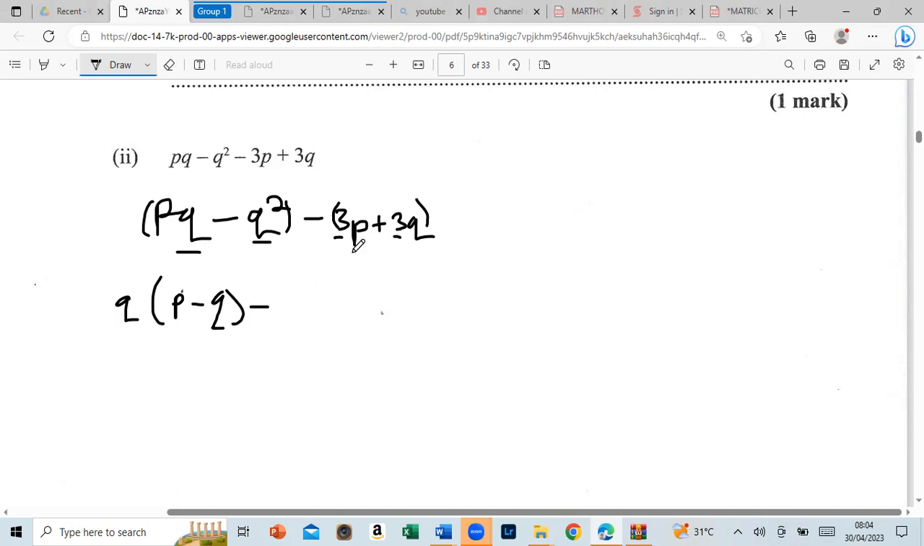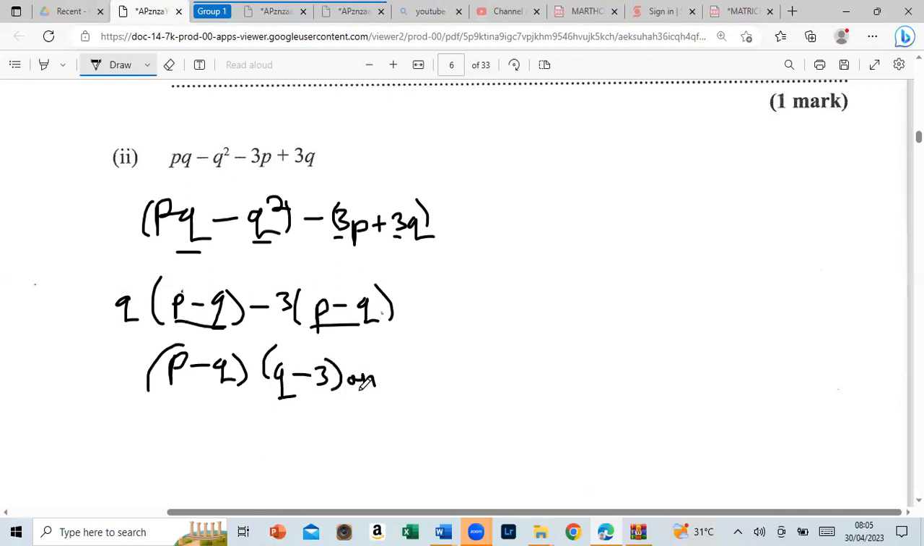What's common? As I said before, 3 is common. Negative 3 into negative 3p leaves p. Then positive into negative leaves negative, and that leaves q. So this is common to both, so we're going to have p minus q. And for the last one, what's outside? We have q minus 3, and that would be our answer. We get the 2 marks there again. So we're good, guys.